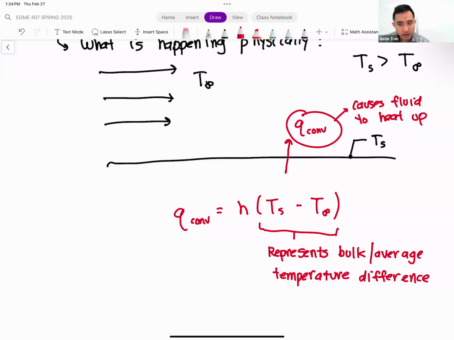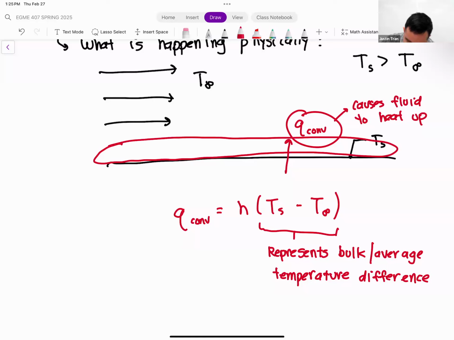All right. In particular, the fluid that's flowing right next to the surface is going to feel this effect of Q convection the most, right? And so if we look at a very thin layer next to the surface, this layer of fluid here is going to heat up the most compared to the other ones.